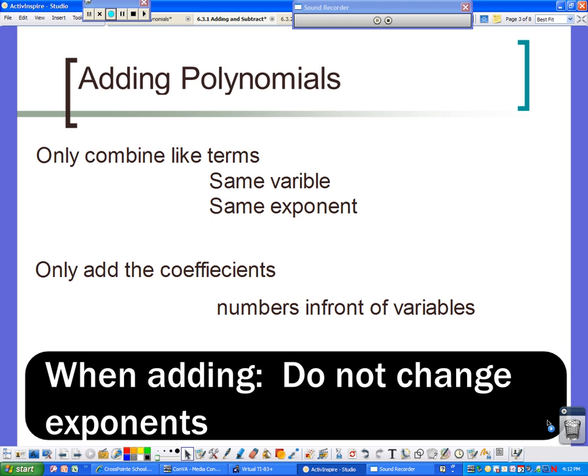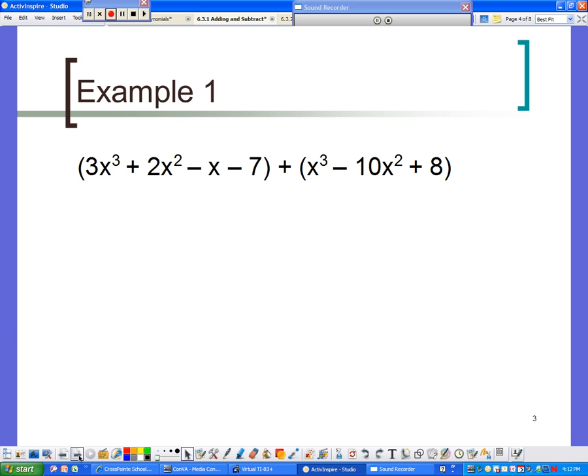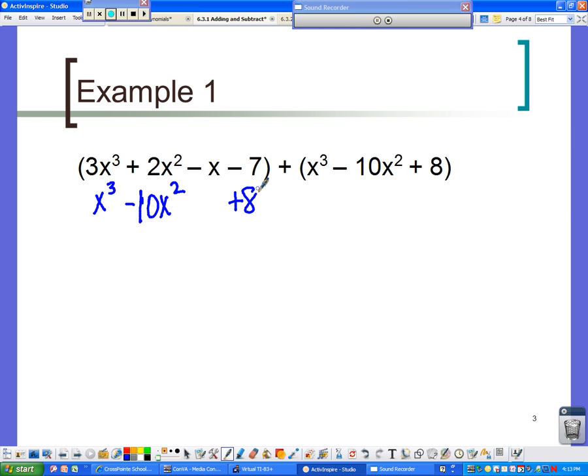All right, so let's go ahead and look at a couple of examples. So this is a plus sign. All we're going to do in adding these is add like terms. Remember, like terms have the same exponent and the same variable. So x to the third gets matched up with 3x to the third. The negative 10 gets matched up with the 2x squared. There is no x over here, so I just matched the 8 up with the negative 7.